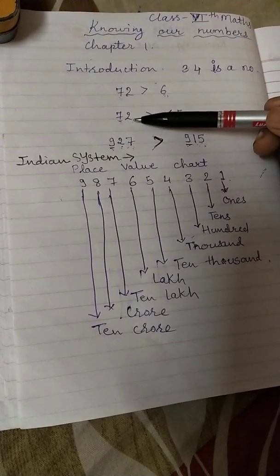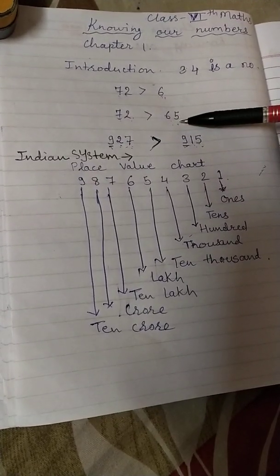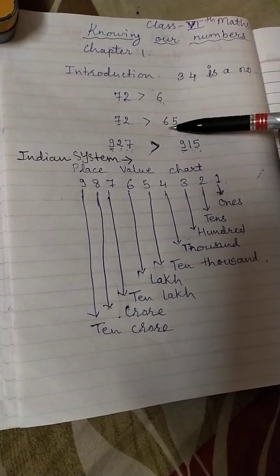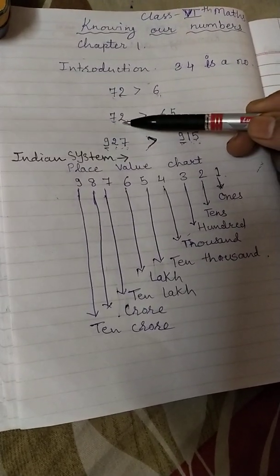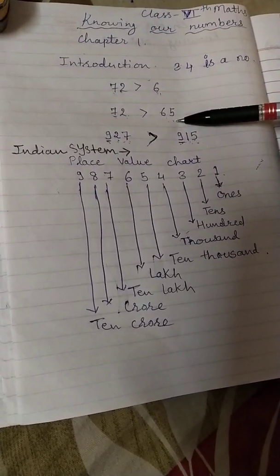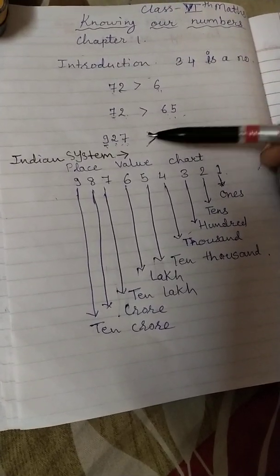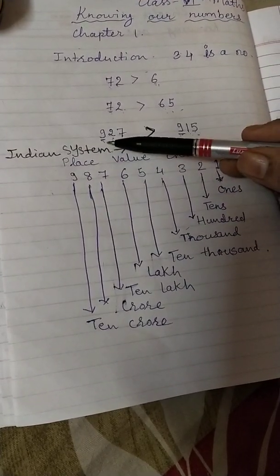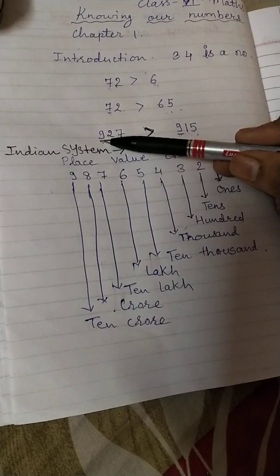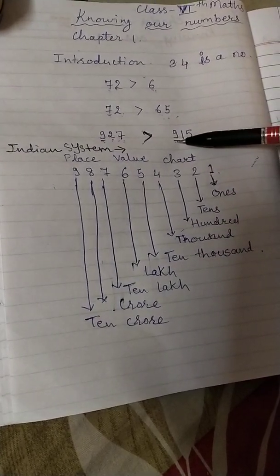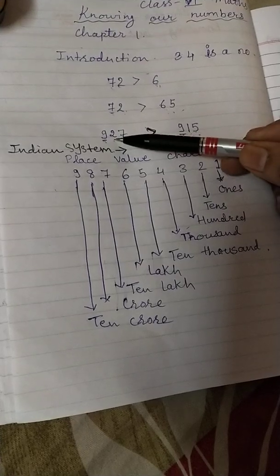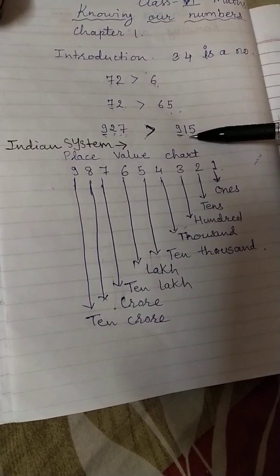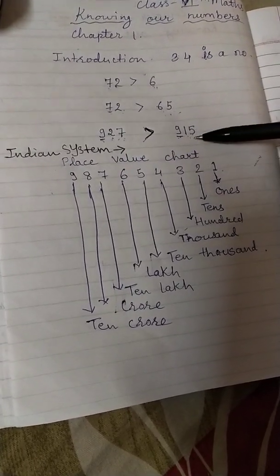Now if we take two-digit numbers, 72 and 65, here also we see the first place number, 7 here and 6 here. So 7 is greater than 6, so this number 72 is greater than 65. Now we see the third example, 927 and 915. In this, all of you see that the first place number is 9 here and 9 here, both are the same. So we see the second place number, here 2 and here 1. So 2 is greater than 1, so this number is greater than this number.